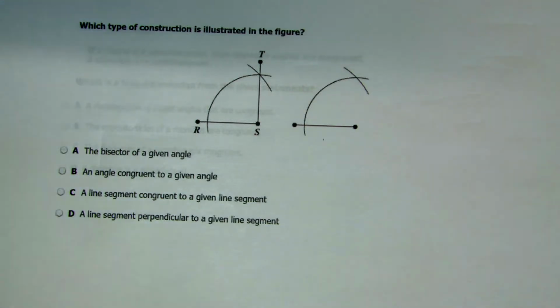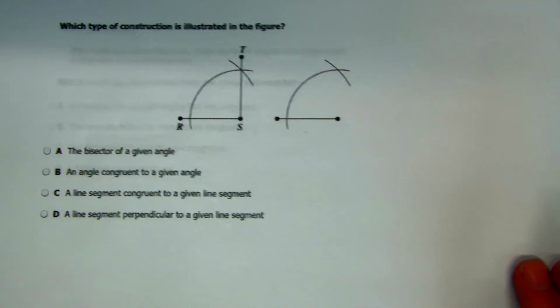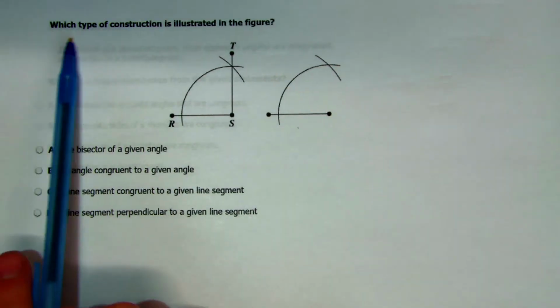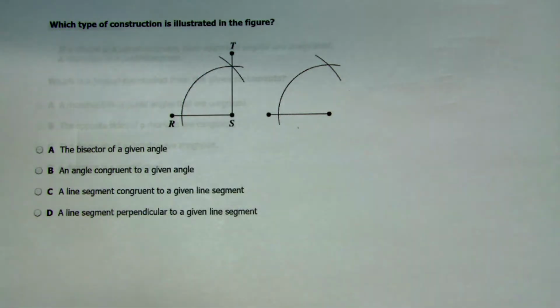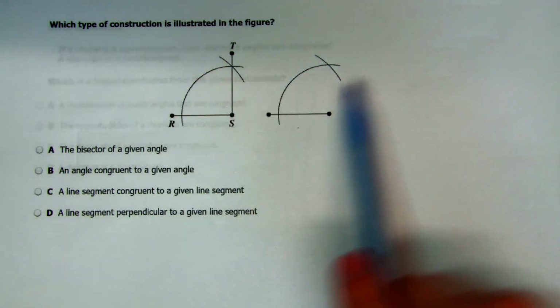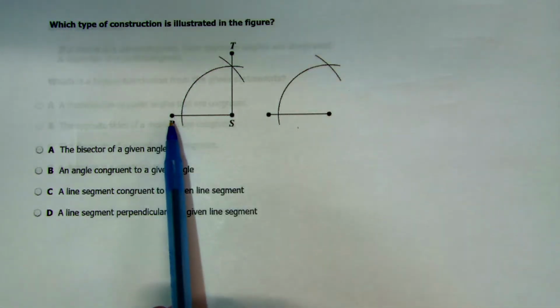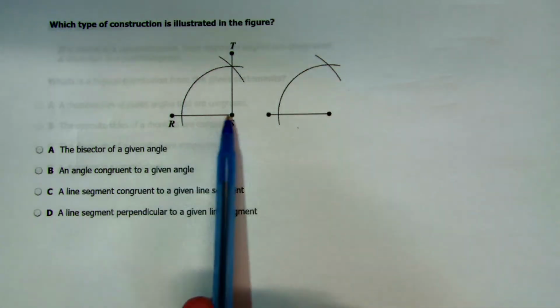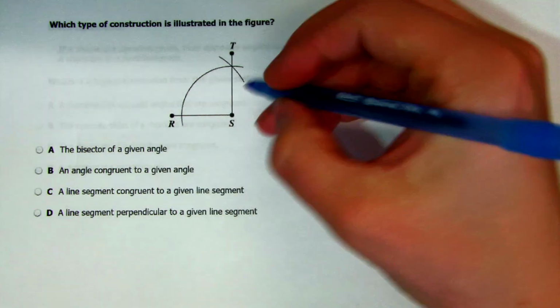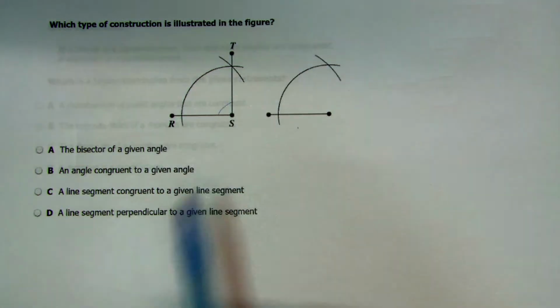So this question is a construction question, which is what we've been covering recently in class. And it asks us to identify which type of construction is illustrated in the figure. If you look at the figure that you're given and you ignore all of the little circular arc things, we kind of had segment RS and segment ST, which looks like it makes an angle. Maybe it's 90 degrees, maybe it's not.